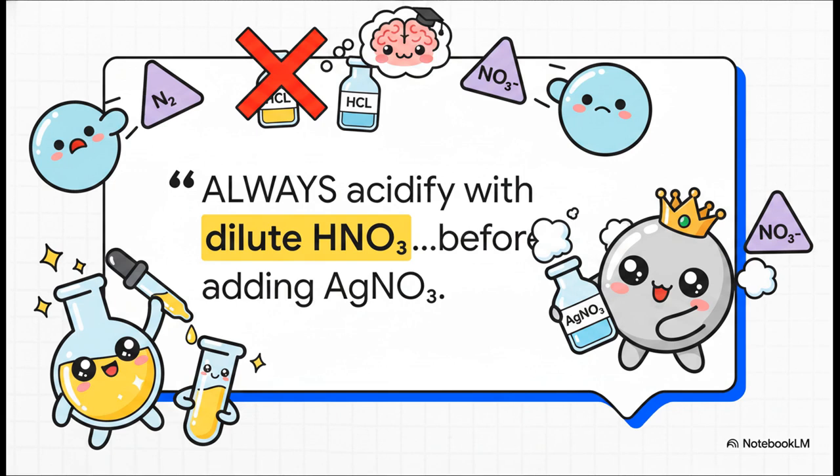Why? Well, think about it. If you used HCl, you're adding chloride ions yourself, instant false positive. If you used sulfuric acid, you might precipitate something else entirely. Nitric acid is the only one that stays out of the way and lets the real reaction happen.